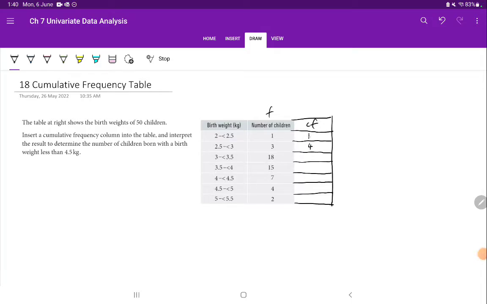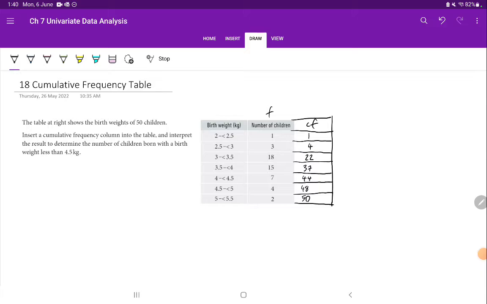So we start with 1. 1 plus 3 is 4. 4 plus 18 is 22. 22 plus 15 is 37. 37 plus 7 is 44. 44 plus 4 is 48, and 48 plus 2 is 50. And hey, look, that's a nice round number. And double check, that's how many this says. Birth weights of 50 children. And indeed there were.